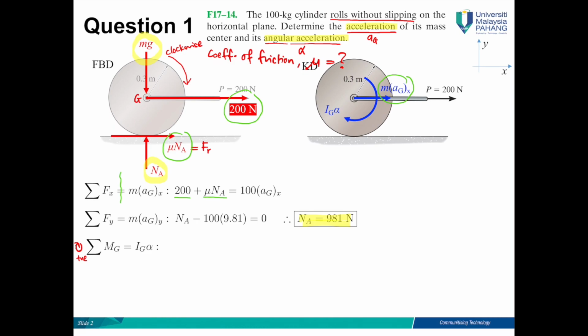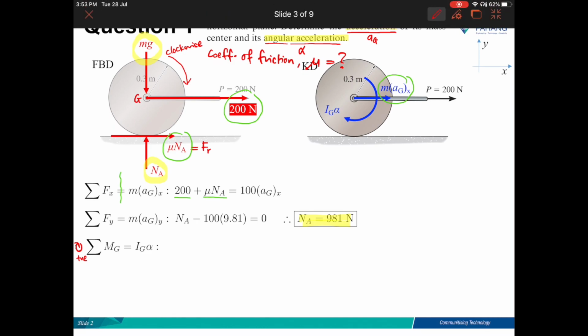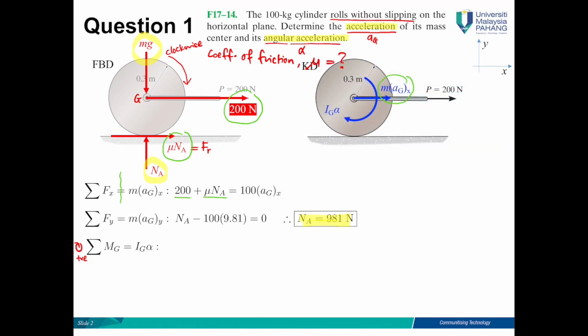When you calculate the moment about G, how many moments do you have about the center of gravity? This one, mg, has no moment about the center of gravity. The 200 Newton force, you don't have a moment about the center of gravity. The normal force also has no moment about the center of gravity, because all of these fall directly on point G, so there is no vertical or horizontal distance. So the only force that has a moment about G is this friction force, which is rotating counterclockwise about point G.